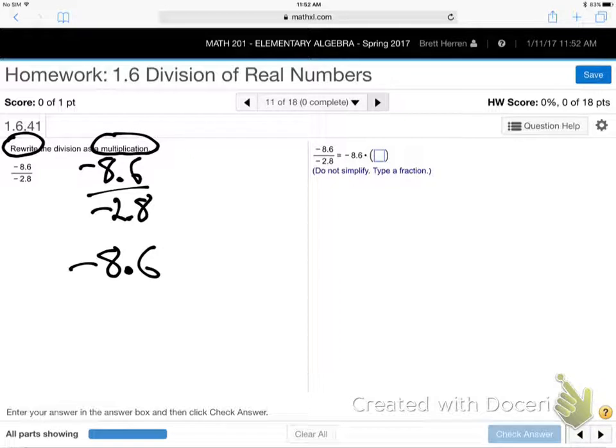Negative 8.6 times 1 over negative 8.2. Do you realize that's the same thing, isn't it? It's just now written like times. Right? Because that negative 2.8 would go right back to the bottom, wouldn't it? So it's the same thing as having it over. I've just written it as a times.